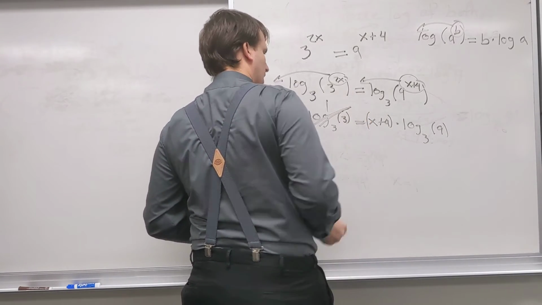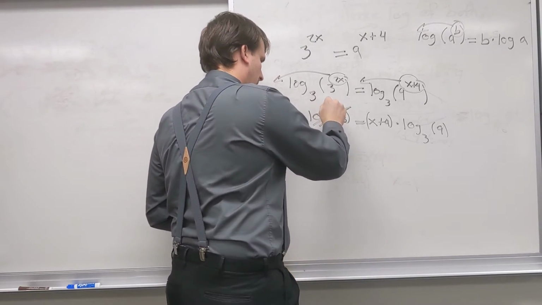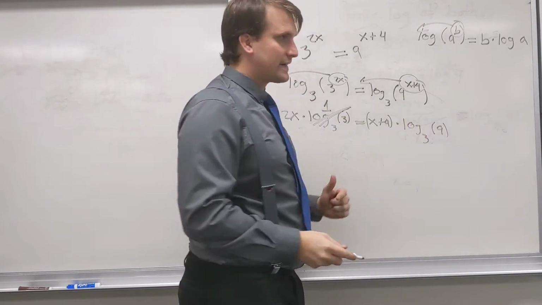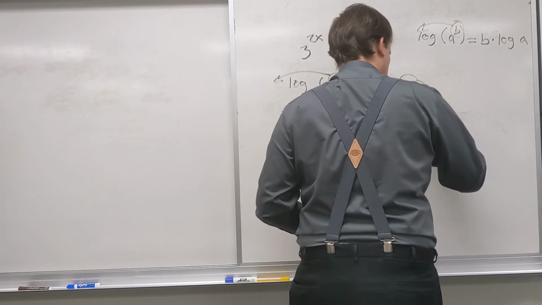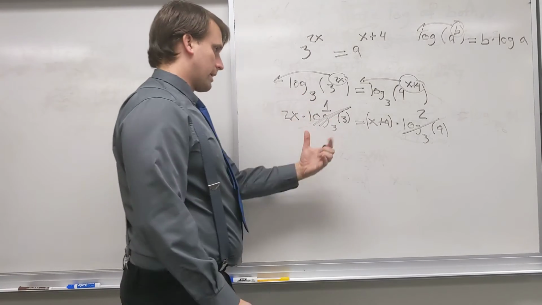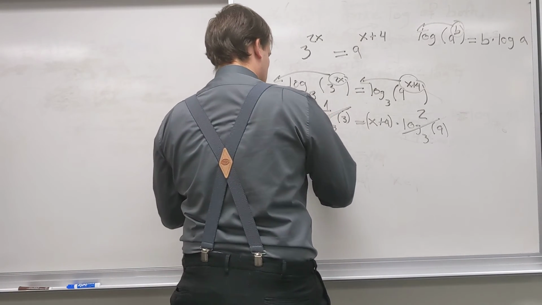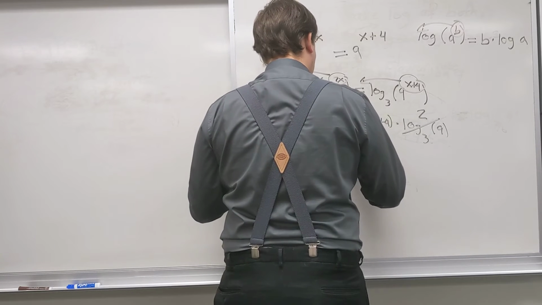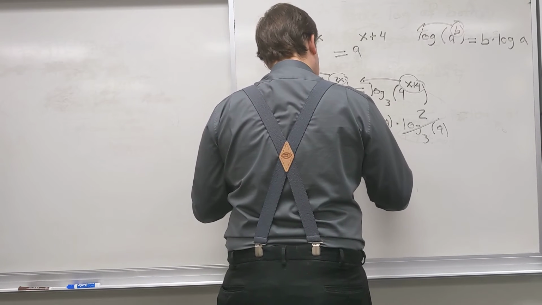That is 1. And this one over here, log base 3 of 9, I'm not going to write that a ton of times either. That's 2. I'm going to write that as 2. Okay? Now we're just going to rewrite this. We get 2x times 1, so that's 2x, is equal to x plus 4 times 2.